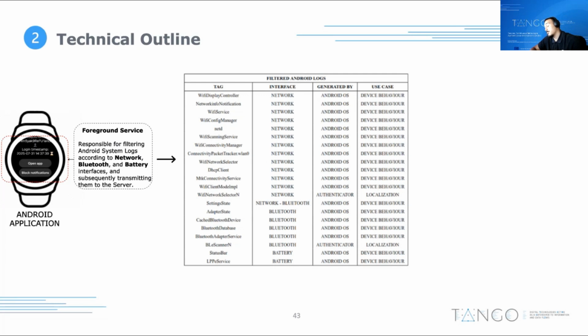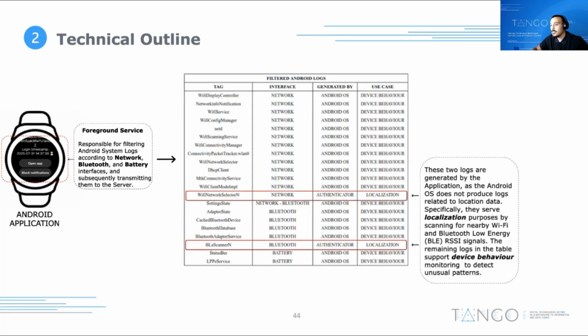And last but most important is the use case of these logs. For example, some of these logs are transmitted to the server and used in order to detect deviations in the device behavior, while others are transmitted to the server for localization purposes. Speaking of which, for example, we have these two logs, which are the Wi-Fi network selector and the Bliss scanner.